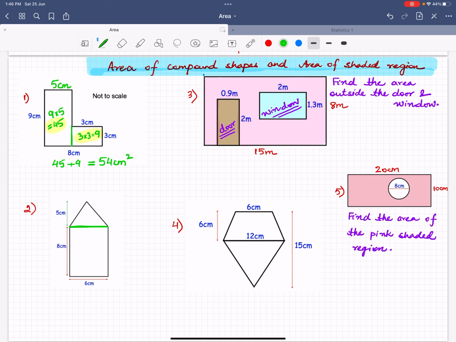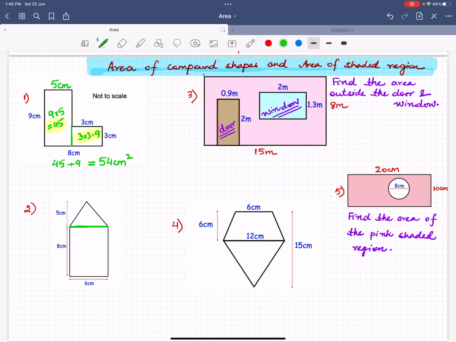Now, for the triangle, we need the base and the height. The height is given outside the triangle, but the base is not given. We need to understand that since the two shapes have the same base, this also has to be 6 centimeters, because this is the other side of the rectangle and opposite sides of a rectangle are equal. Therefore, this side is 6 centimeters.